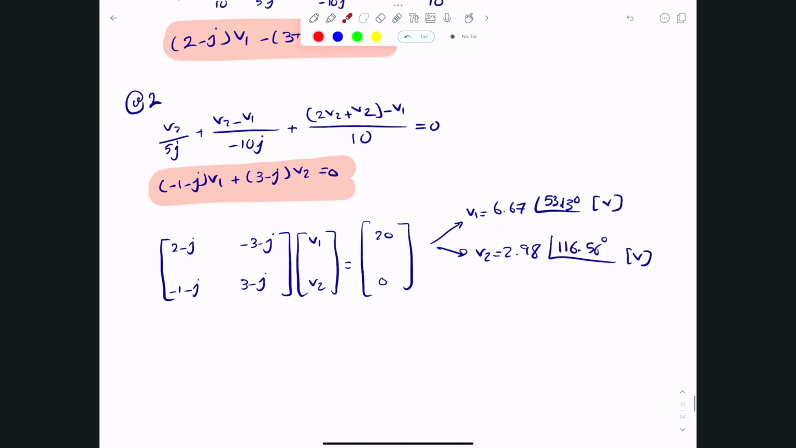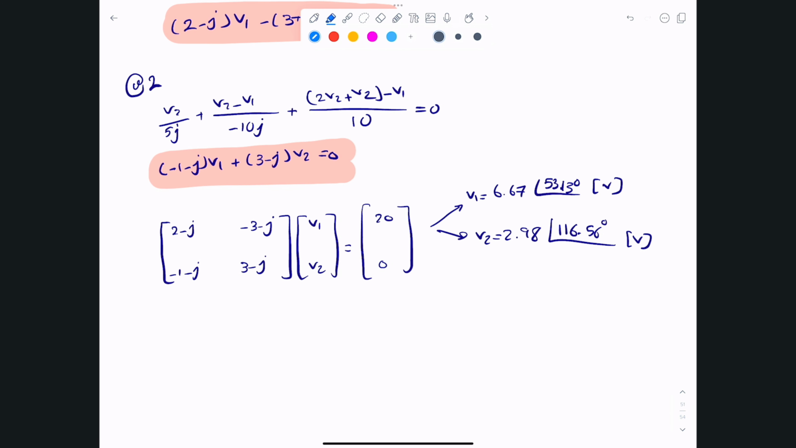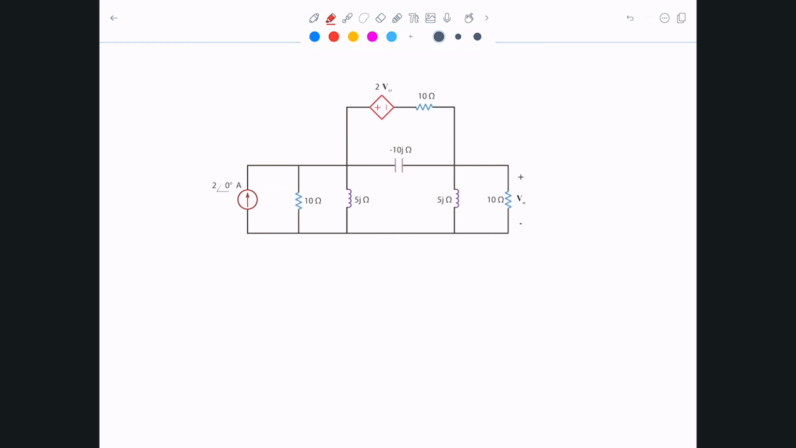So what we can do is highlight this here and call it V open circuit. This V open circuit is just 2.98 at 116.56 degrees volts. Let me highlight it, and that's something we're going to come back to when we're putting together the Thevenin equivalent circuit. So now that we have found the V open circuit, what we need to do right now is to find the R Thevenin.